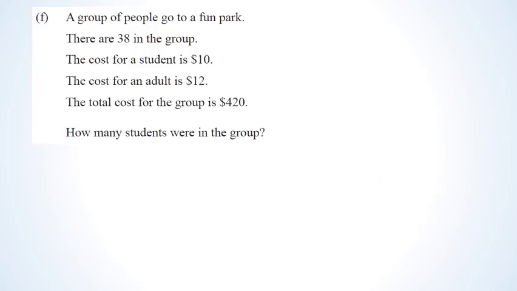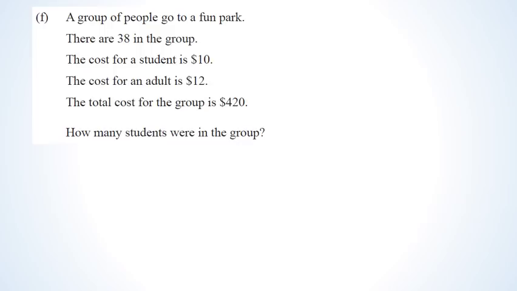Alright guys, so here we got the next question here. This is question 2F. We got a group of people go to Fun Park. 38 people in the group. Cost for a student is $10. Cost for an adult is $12. And we've got total cost for the group is $420.